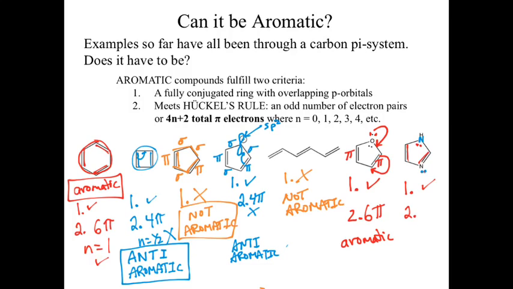Rule number 2, how many pi electrons? Well, we just counted them out. We've got the 4 electrons coming from our double bonds. From our top nitrogen, we can count the lone pair. From the bottom nitrogen, we can't count it. Okay, so that gets us a total of 6 pi electrons. This guy is aromatic.